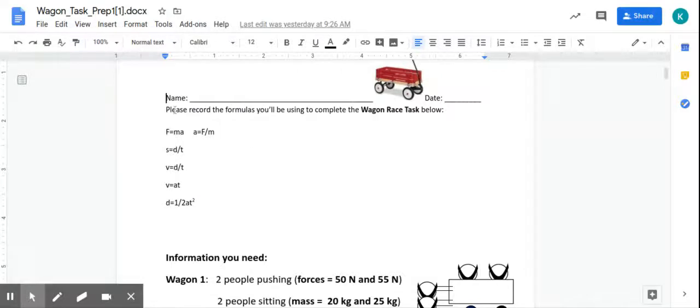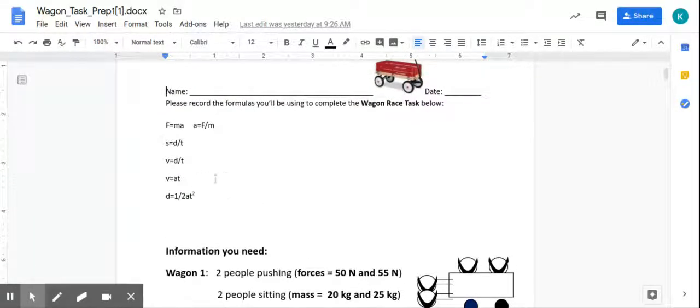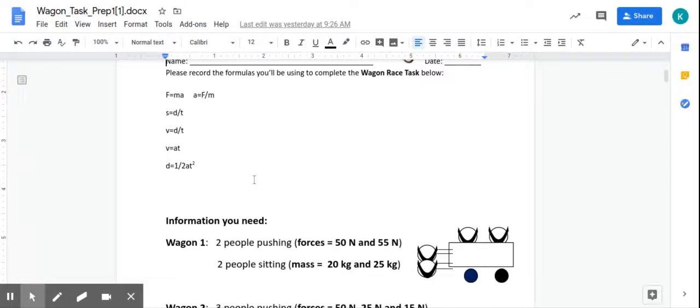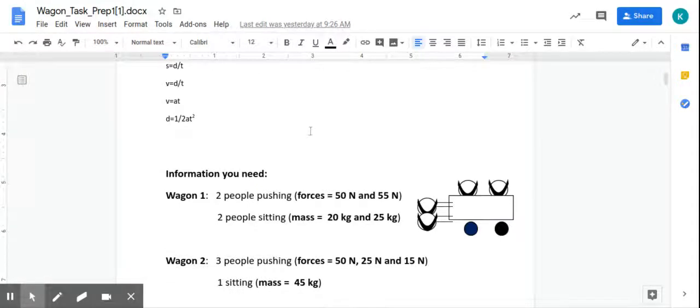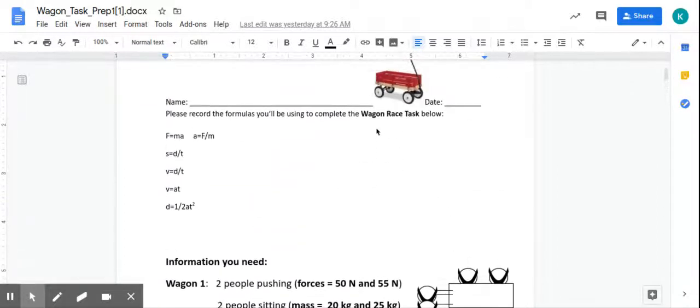So right up here, these are the formulas that you're going to need. Whenever you get to a problem, always be thinking, all right, what information do I have and how can I solve for what they want me to solve for? The information you need here is they give you the forces and the masses. They give you the forces of the people pushing and the masses of the people sitting in the wagon. If you just think about this for a second, you have forces and masses.